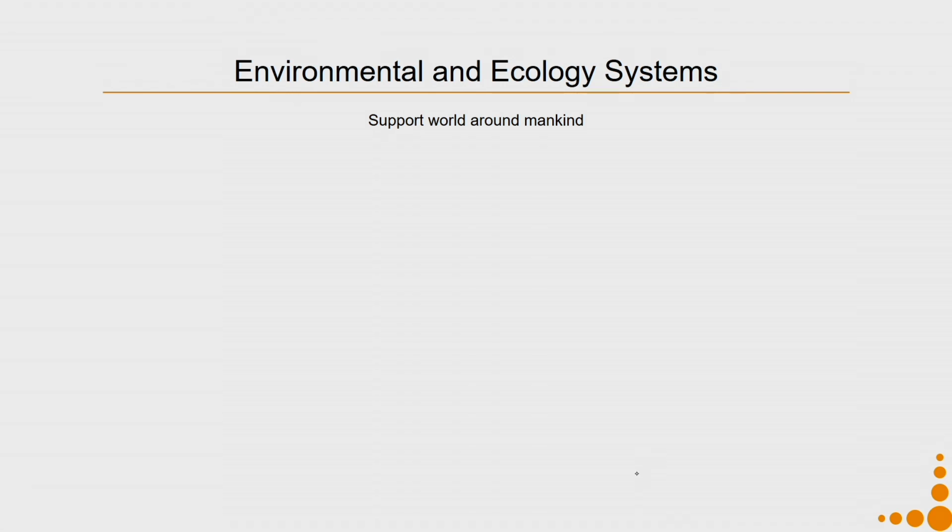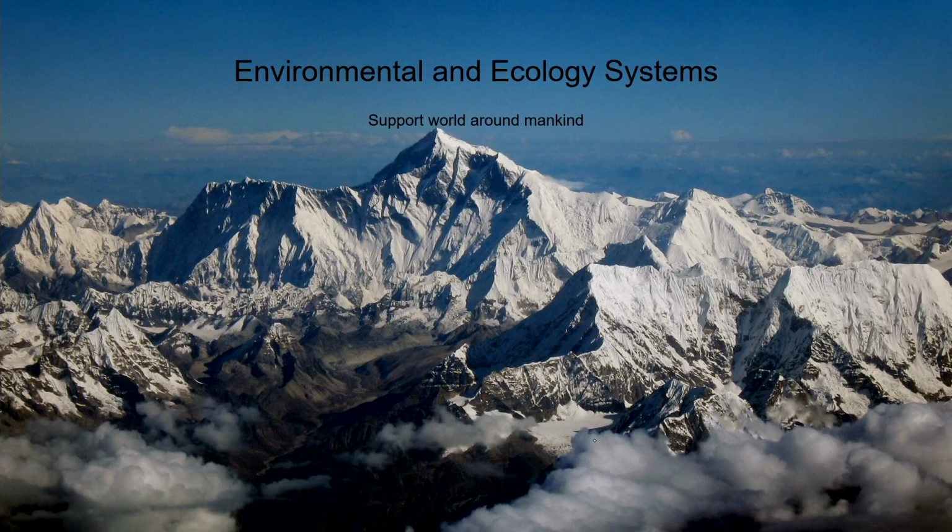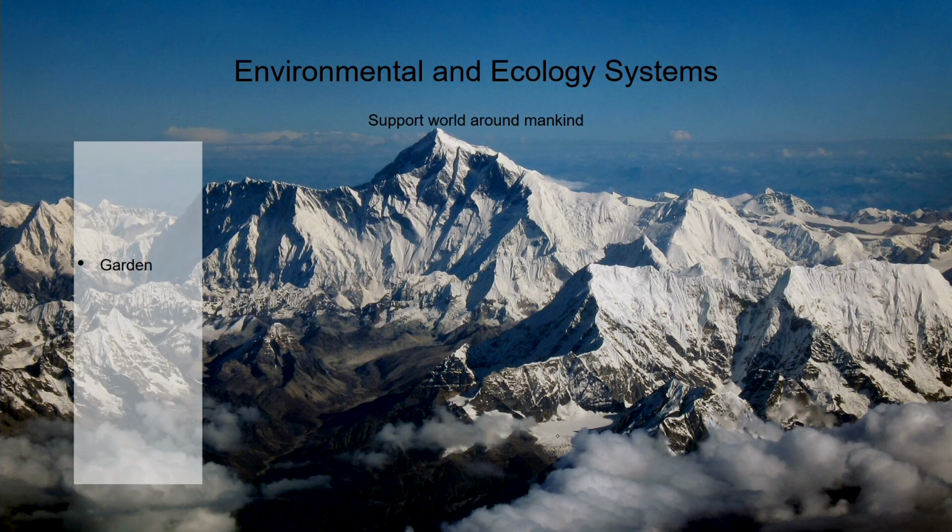Let's check out another example, the environmental and ecology systems. It is the support world around mankind. Everything which is our support world around us can be classified as the environmental and ecology systems. Say, for example, the Himalayas. That is an aspect of the environment that we have, and it also has a certain kind of ecology within it. Examples in this category can be gardens, a pond or lake or river, the Himalayas and so on. These are all support world around mankind.